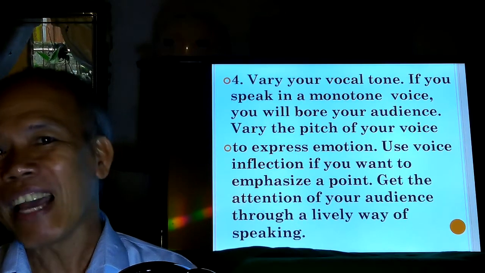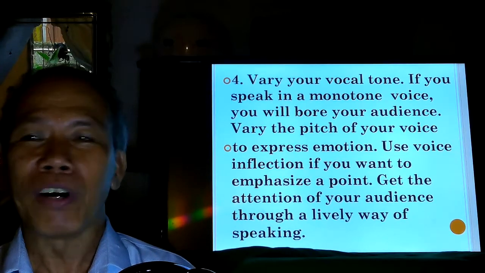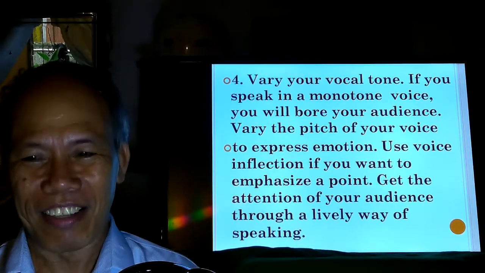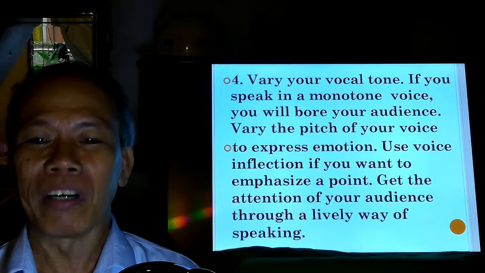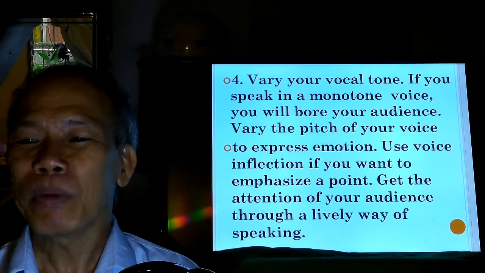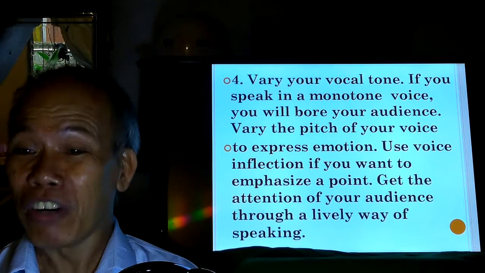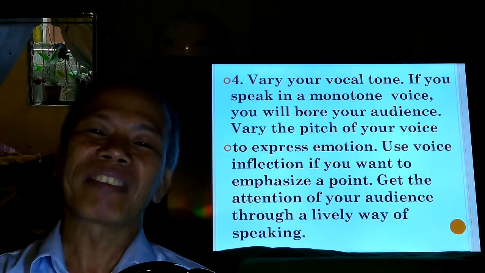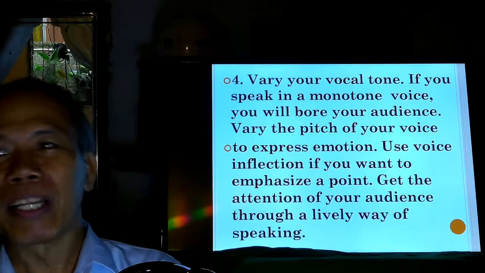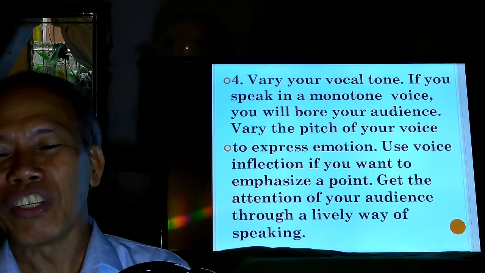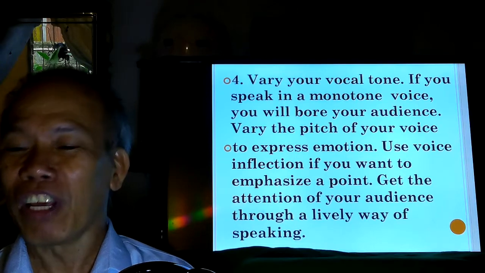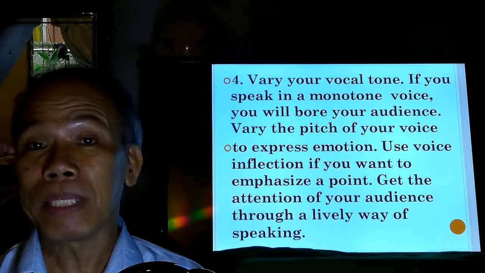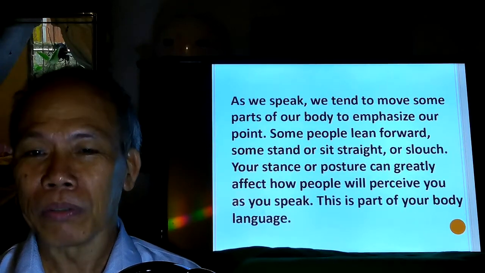So if you're sad, it's low. If you are happy, it's high. And if it's just the way it is, it's mediocre. To express emotion, vary the pitch of your voice. Use voice inflection if you want to emphasize a point. That's what I said about the intonation pattern, the inflection. Get the attention of your audience through a lively way of speaking, not monotone.